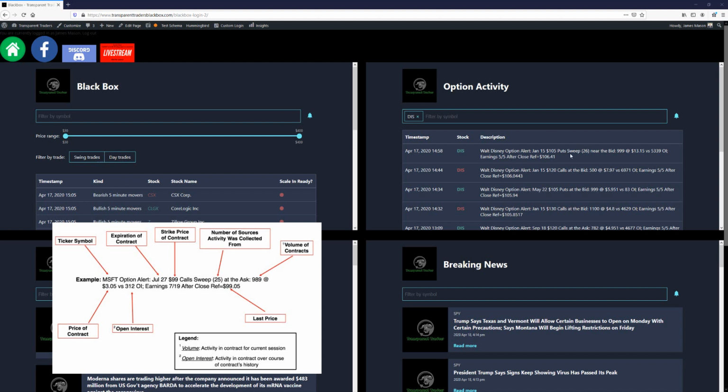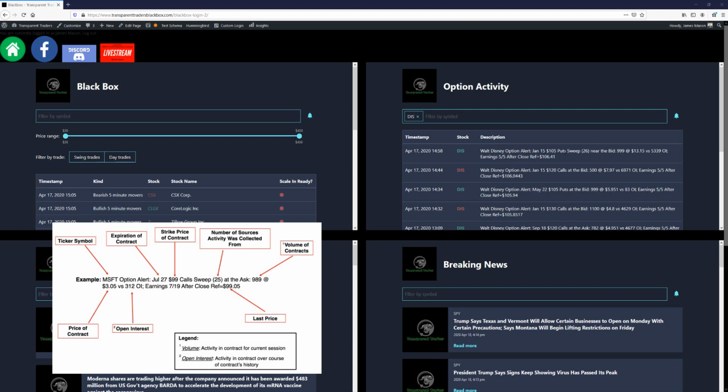What a sweep means is that it needs to be routed more than one way on the exchanges. This number beside it is how many times it was routed to fill that order. So when you see a large sweep come through, and this one right here has some size to it, but you'll see some that are extremely large, that means someone wanted this badly and they just took it and wanted it routed wherever just to get filled.